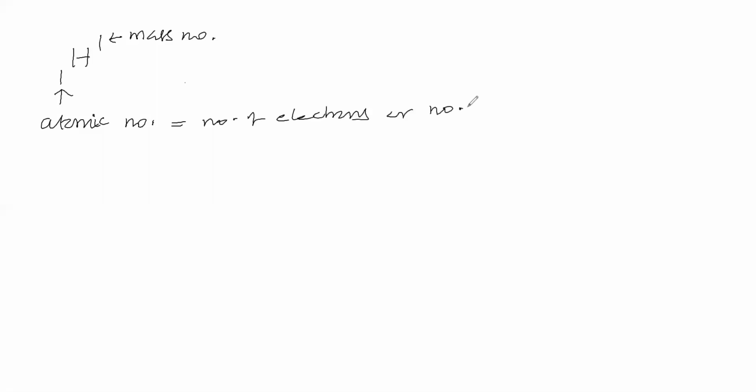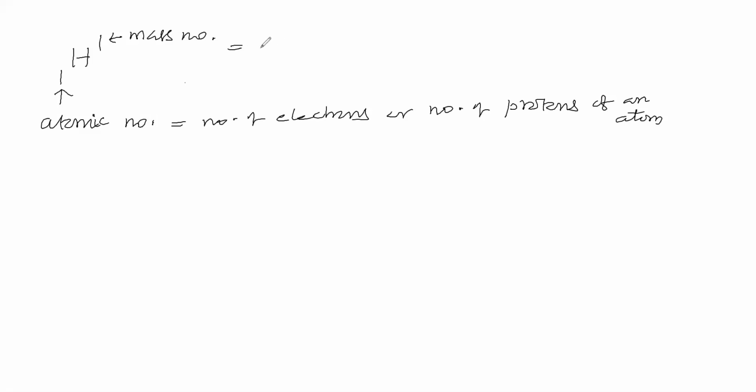Now, we will take hydrogen atom. Its atomic number is 1. Its mass number is 1. This atomic number is equal to number of electrons or number of protons of an atom.